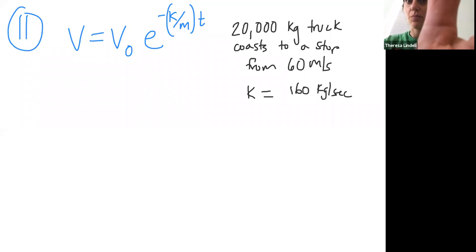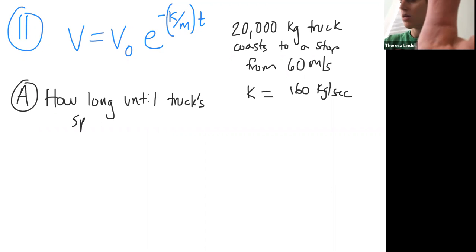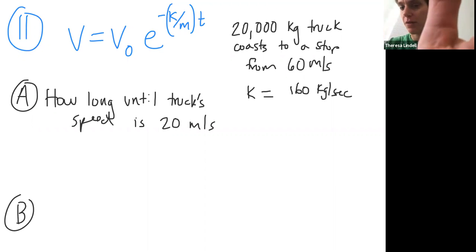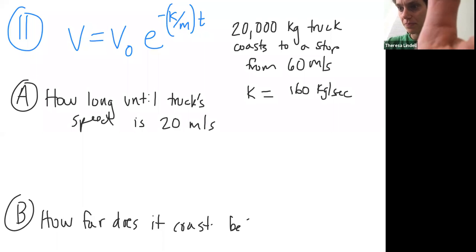And then they're going to ask for two things. Part A is going to ask for how long until the truck's speed is 20 meters per second. And part B, which we might have to do on another page, is how far does it coast before it stops? And part B is the hard part. So I know you guys probably haven't seen this one since we did homework on it maybe, but hopefully this isn't too hard to fill out. What do you guys want to put in where here?